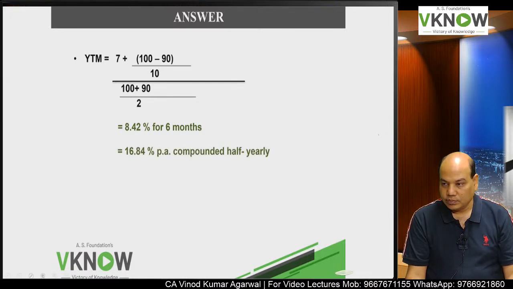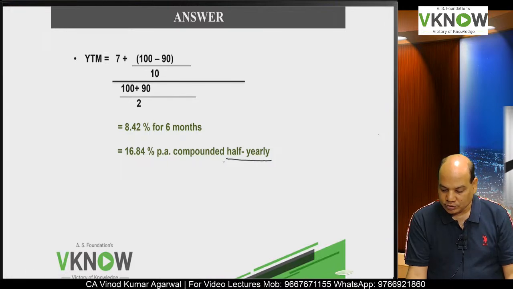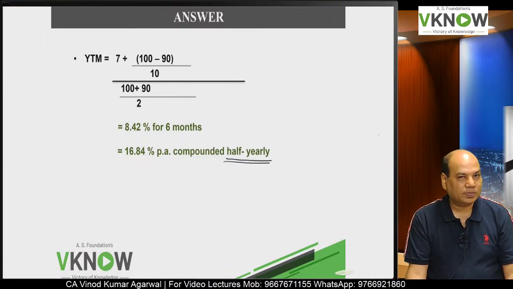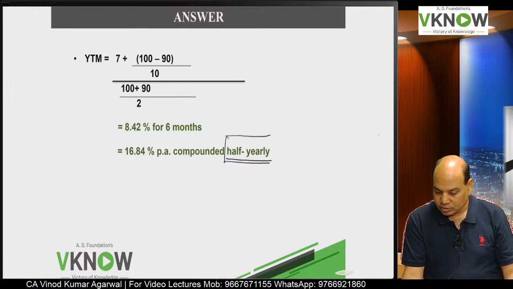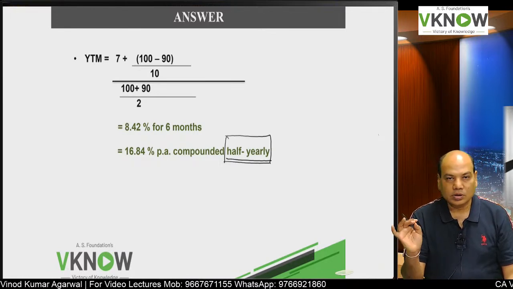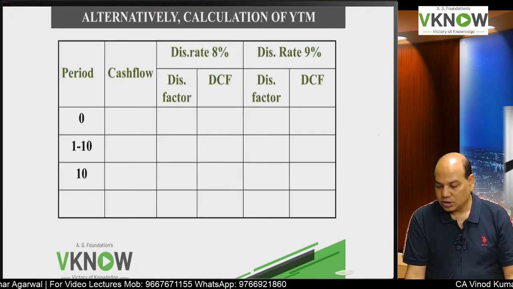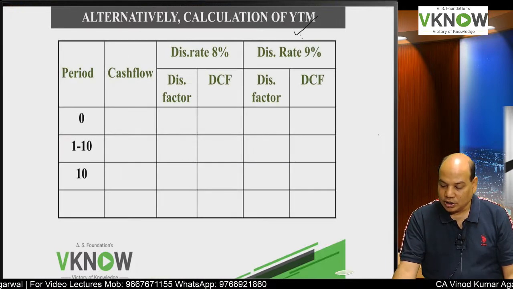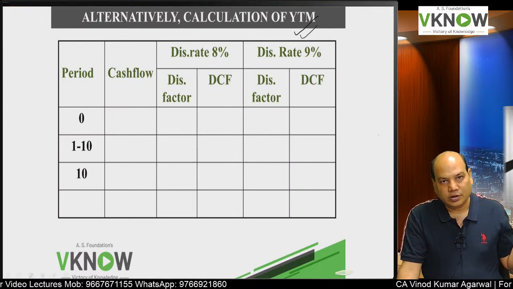So you have to write double: 16.84% per annum, compounded half yearly. So this is the formula method. Suppose you insist that we should solve by IRR method also, write down alternatively. In the exam you have to solve only once.